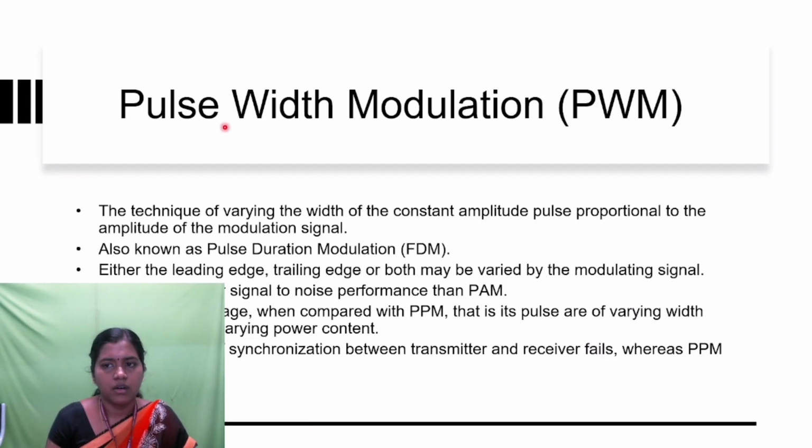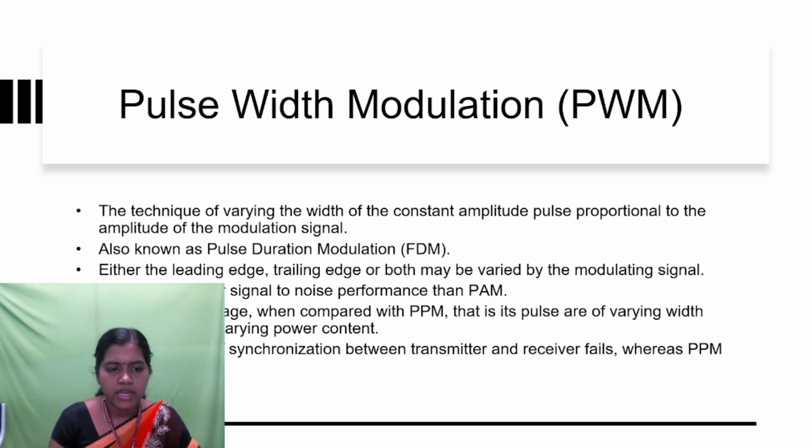The next modulation technique is pulse width modulation, PWM. From the name itself, we are going to change the width of the carrier signal here. It is the technique of varying the width of the constant amplitude pulse proportional to the amplitude of the modulating signal. Here the amplitude of the pulse is constant; we are going to change the width. It is also known as pulse duration modulation, because width is related with duration. Either the leading edge, trailing edge or both may be varied by the modulating signal.